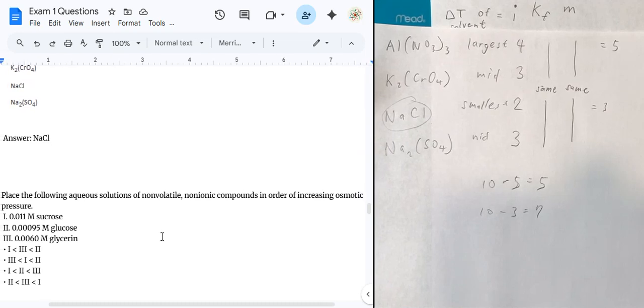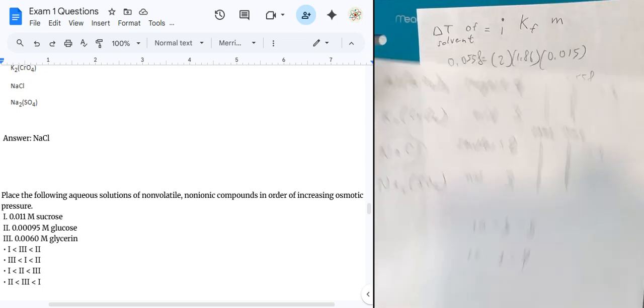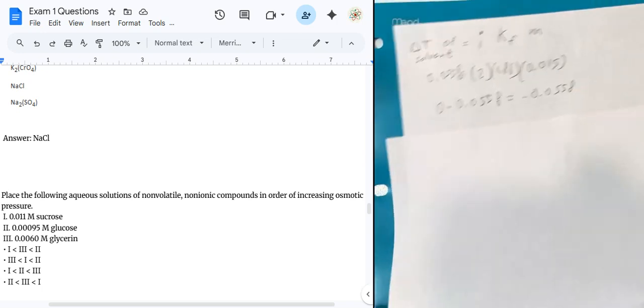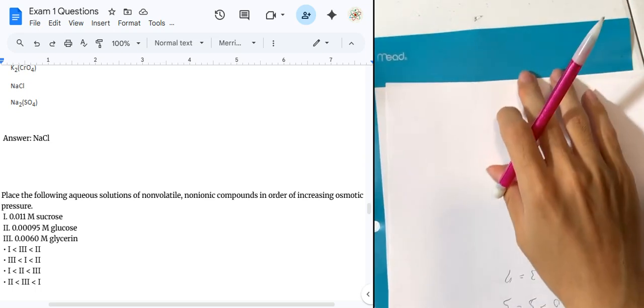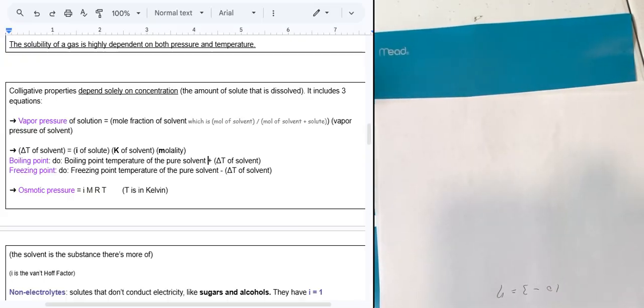And this question: put them in order of increasing osmotic pressure. Well, osmotic pressure, the formula for it is i times molarity times the R value times temperature.